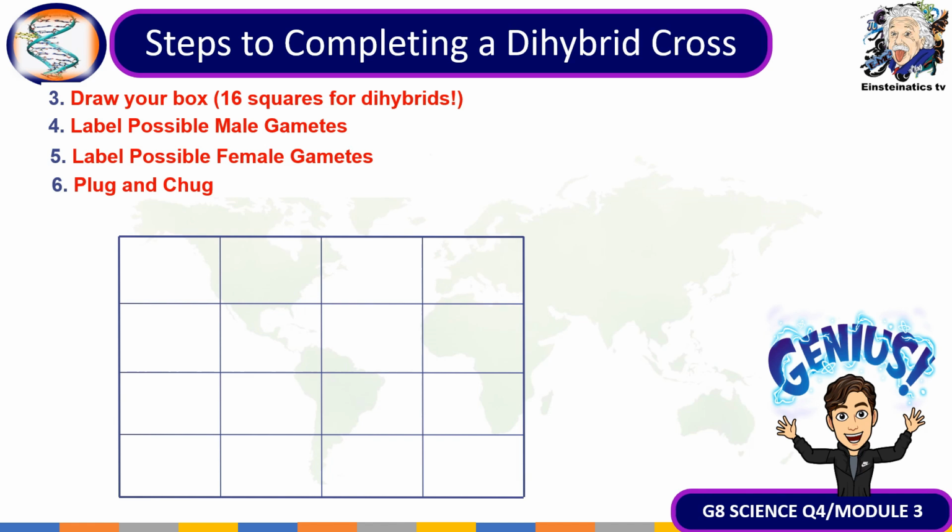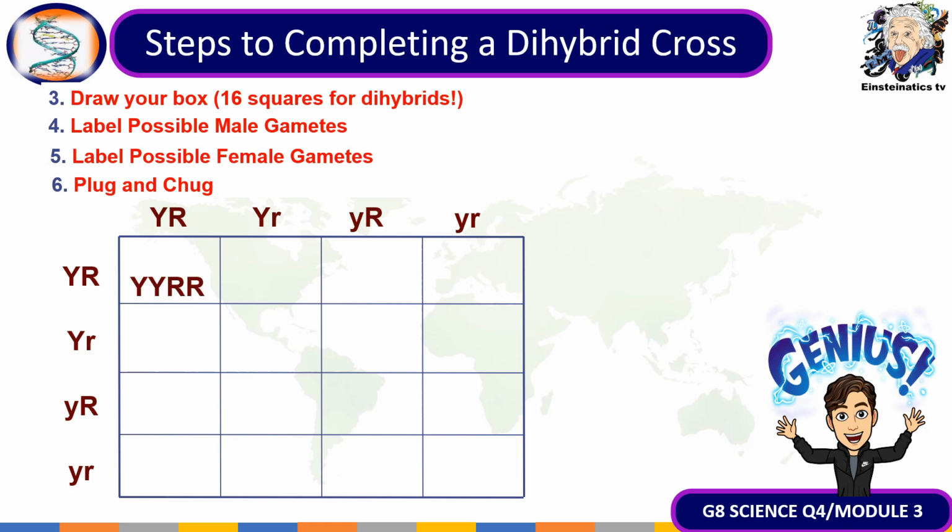Now, once na na-establish mo yung mga gametes for each of the parent, you are now going to draw your box which consists of 16 squares for the dihybrid. So, sobrang dami. You are going to label the possible male gametes and label the possible female gametes, and you are now going to plug and chug. Ibig sabihin, you are just going to combine the two gametes coming from the parent. So, ilalagay mo yung mga gametes from the male and yung gametes coming from the female, and then you are now going to slowly combine.